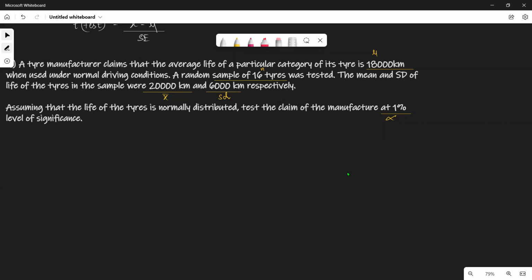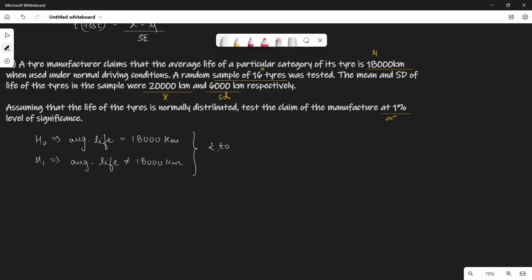So let us quickly solve this question. The process remains the same, so you can assist me if you want. H0 will be how much? H0 will be 18,000. So average life equals 18,000 kilometers, and H1 will be the opposite of it: average life not equal to 18,000. So this is a two-tailed test.